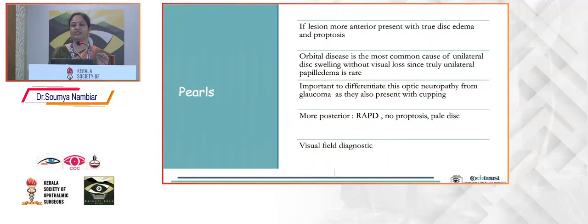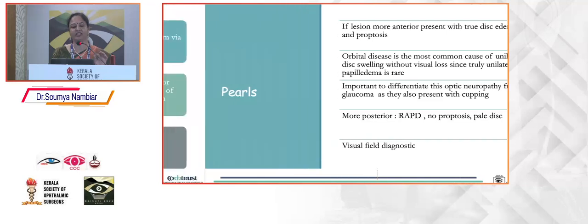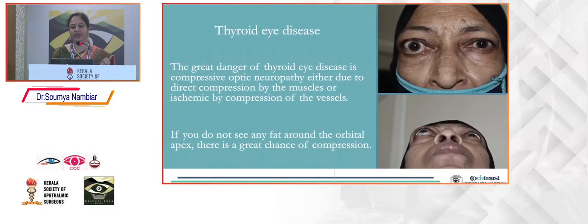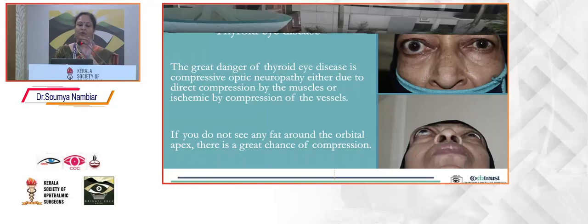So the pearls here: if the lesion is more anterior, as I told, there will be a true disc edema. If only posterior is the problem, you can detect an RAPD, but there may not be proptosis, so look at the disc carefully, and visual field is diagnostic. The intracanalicular part I've already told, it is difficult to detect. And thyroid eye disease, not the most common, cannot be missed because of this amount of proptosis if it presents like this. Okay, thank you one and all.